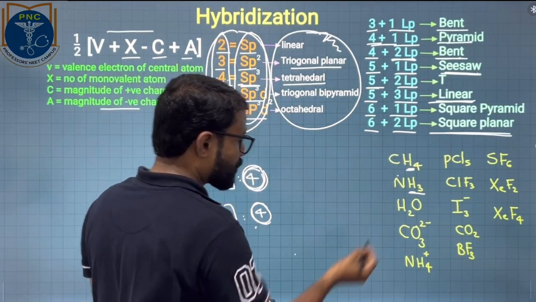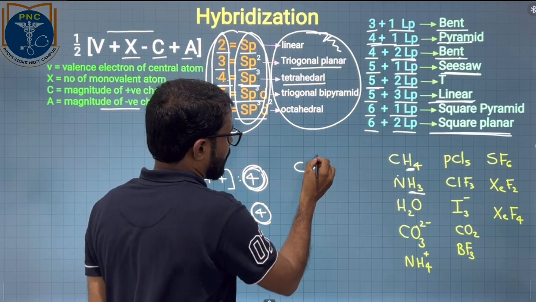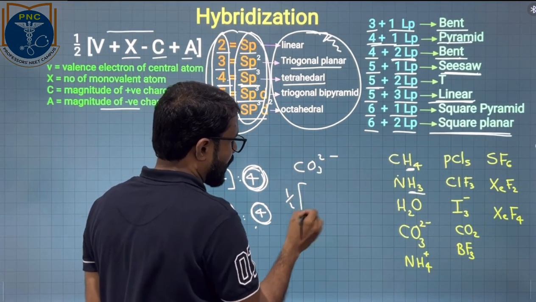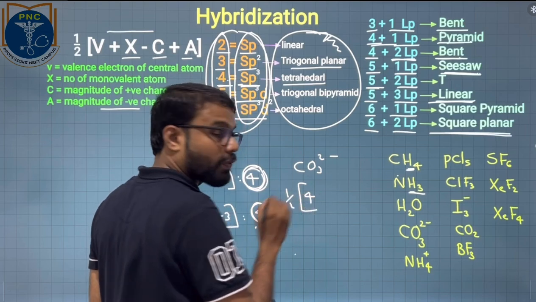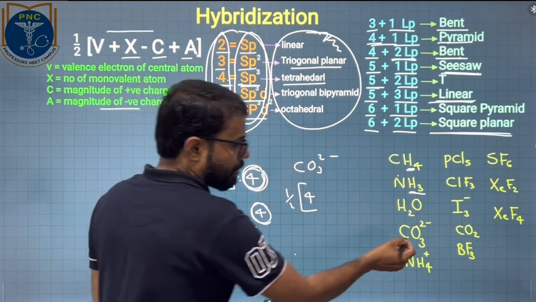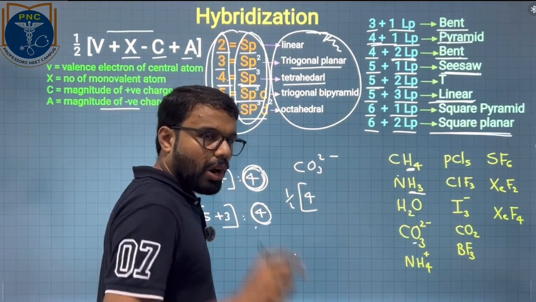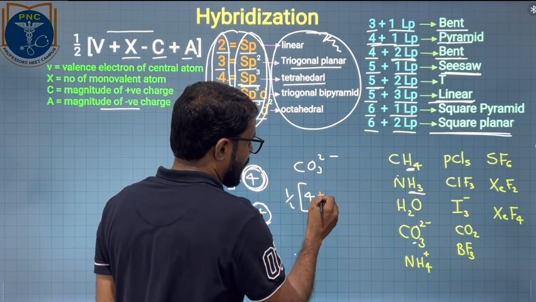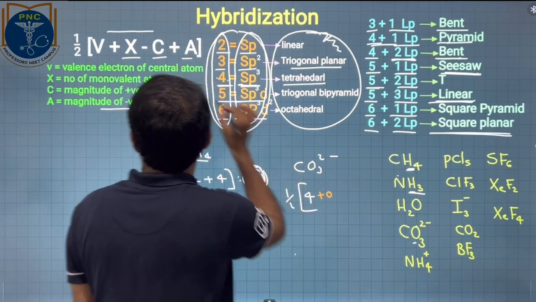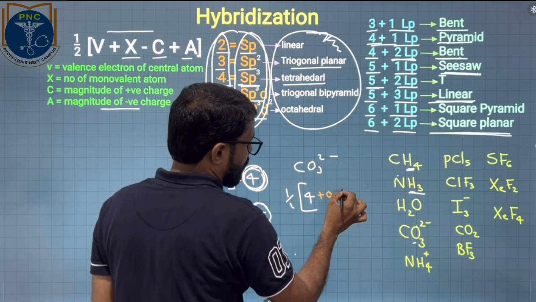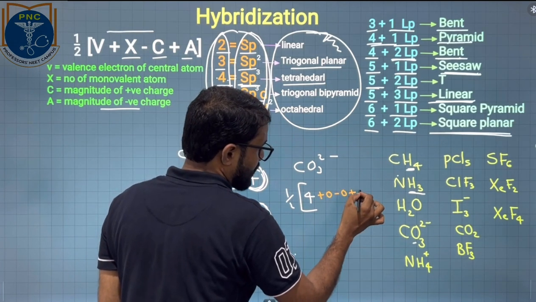Now come to another molecule, CO3 2 minus. Let's see. The central atom is what? Carbon. Valence electron is what? 4. Number of monovalent atoms: oxygen is not a monovalent atom, no need to count it. Number of monovalent atoms is 0. Magnitude of positive charge is 0. Magnitude of negative charge, yes, 2.